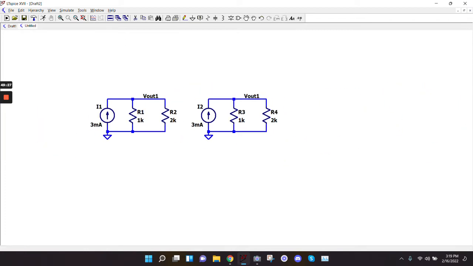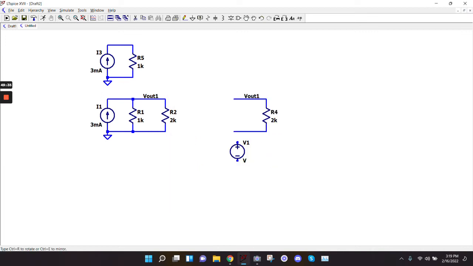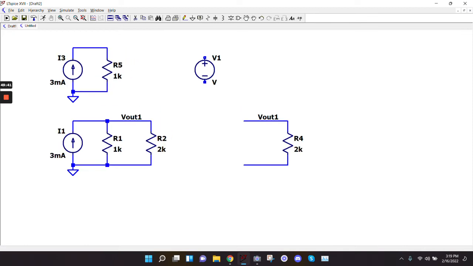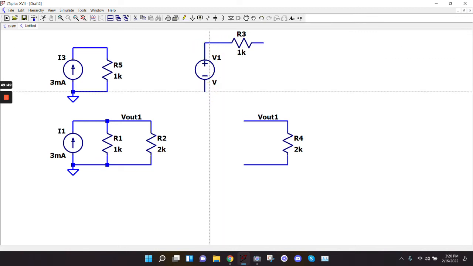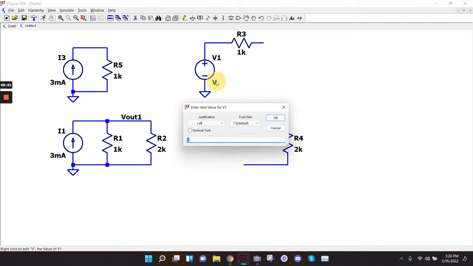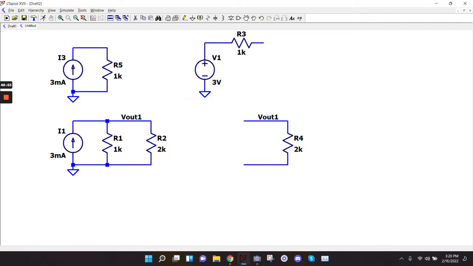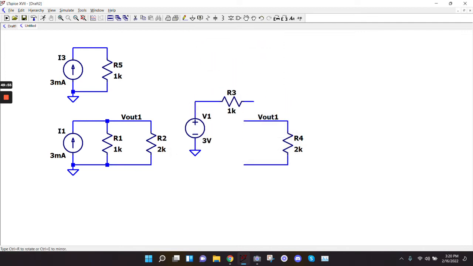So to clarify, let me copy this. I am taking this piece of the circuit and replacing it with a voltage source that I just found to be 3 volts, and a 1K resistor in series. 3 volts. So if it went the other way, you would change it.